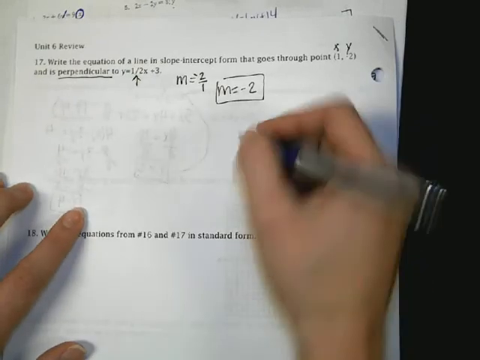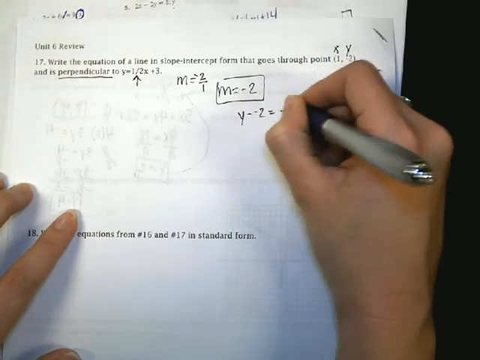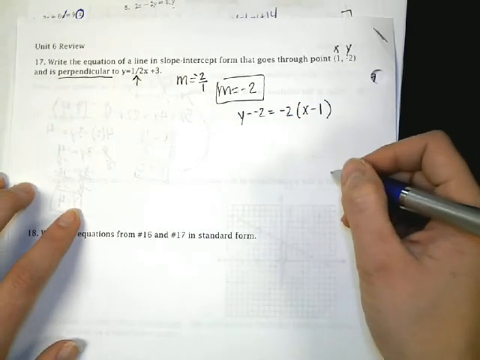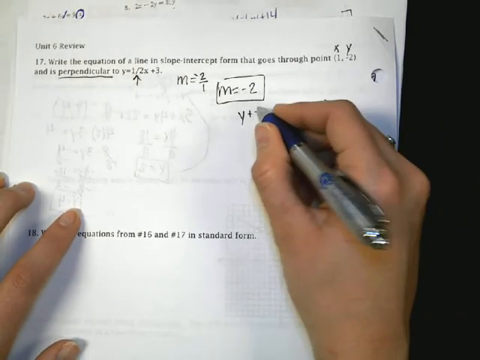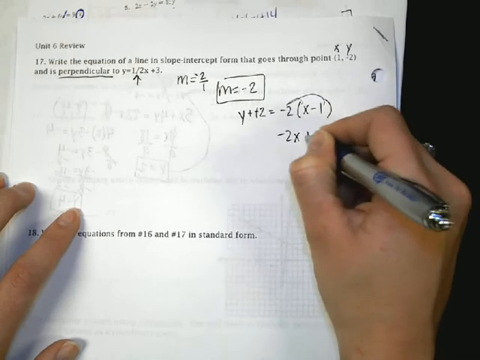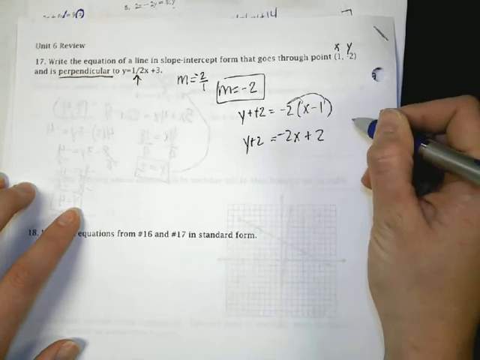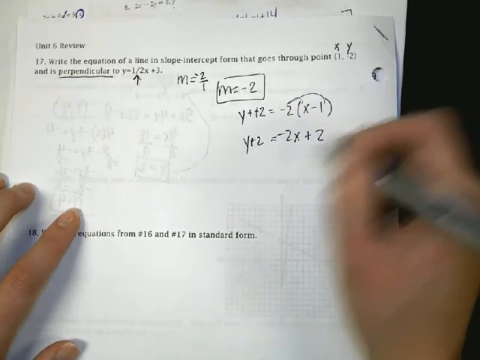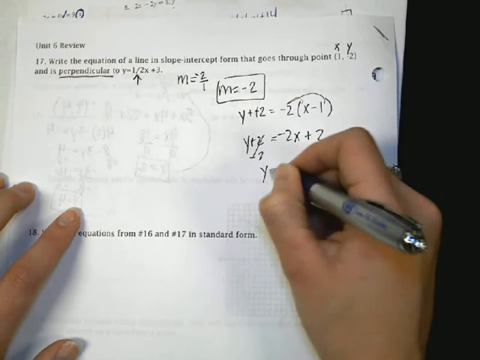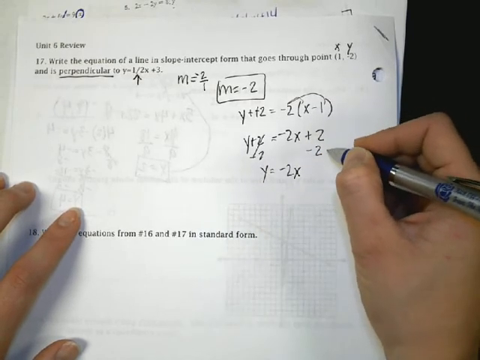Y minus y1 equals m times x minus x1. Notice the only thing that's changed is the slope here. So I distribute. You get negative 2x plus 2 equals y plus 2. In order to solve for y equals, I subtract 2 on both sides. You get y equals a negative 2x, and then positive 2 minus 2 is just 0. So this is my equation.